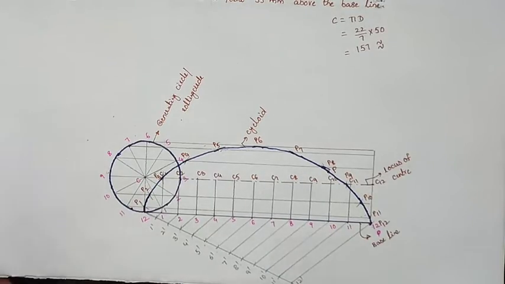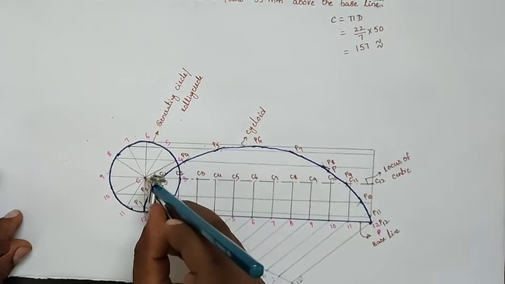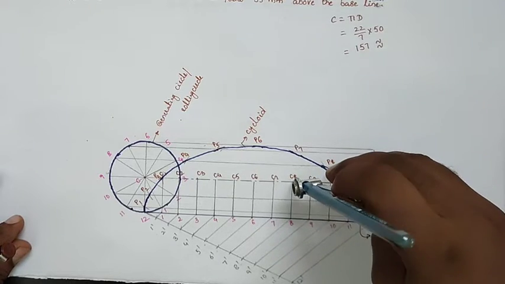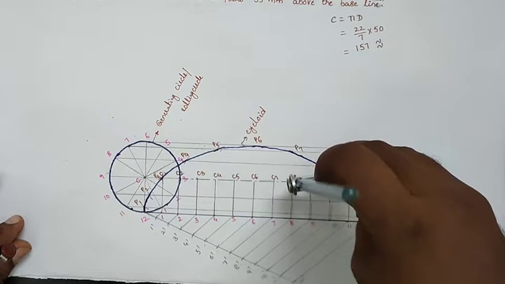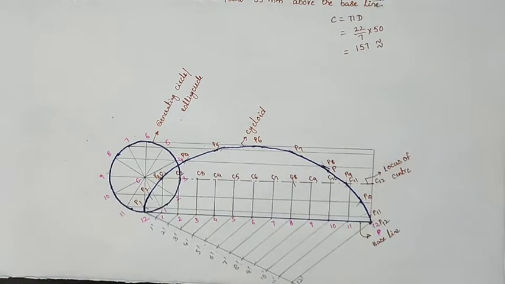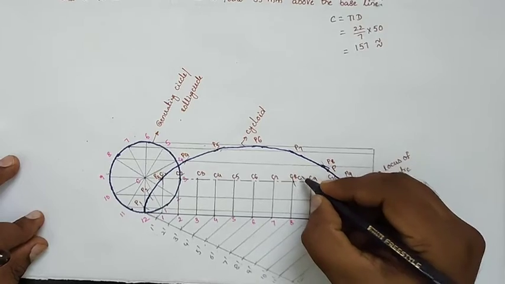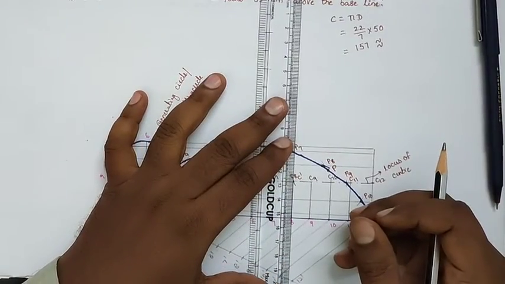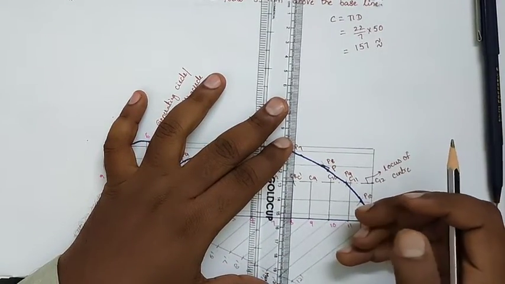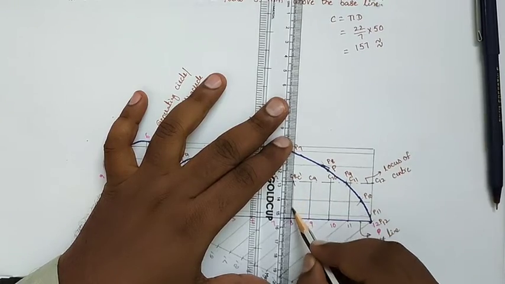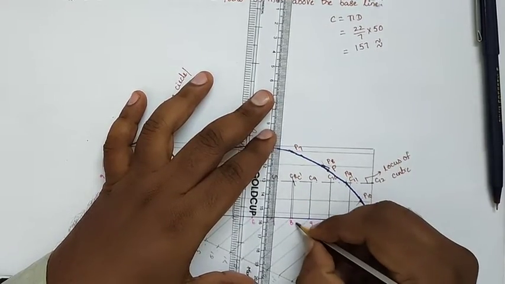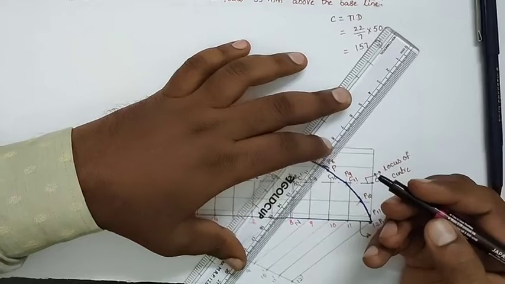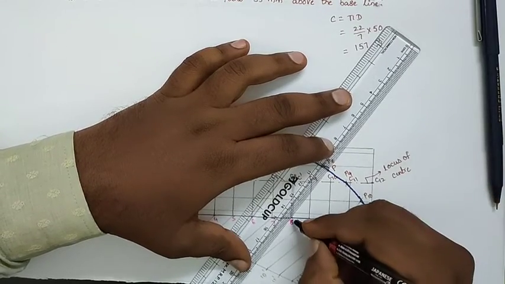Now with the radius of the rolling circle, 25 mm, from the point P draw an arc on the locus of center. After drawing the arc, you will get a point, taking that point as C dash. From C dash I will draw a line parallel to C8 or C9 up to the baseline. Here you will get a point, take this point as N. Now join N and P. So this is our required normal.